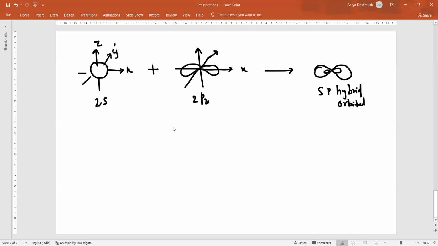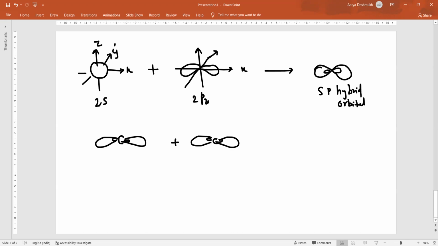Now we are talking about the C2H2 molecule. So obviously there will be two carbon atoms, so we'll have to think about both the carbon atoms. So this is for the first carbon atom. These are the two sp hybrid orbitals, plus the second carbon atom. These things remain the same. This is for the second carbon atom.